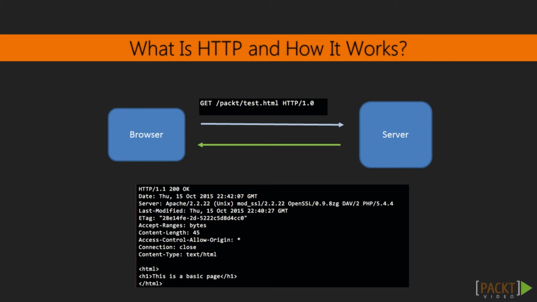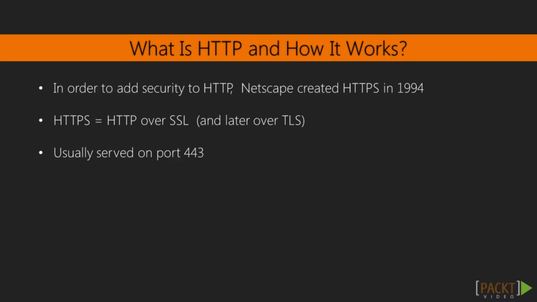This is an example of what a simple transaction looks like. On the left, we have the client, which sends an HTTP GET request to the server asking for the resource test.html. The server returns an HTTP response with a 200 OK code, some headers, and the content test.html if it exists on the server. If it does not exist, it will return a 404 not found response code. This represents the most basic GET request in the web application world.